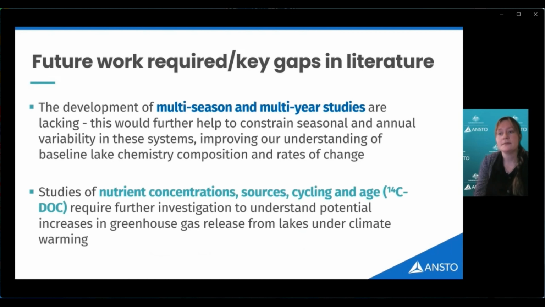There also seems to be a lack of studies into the nutrient concentration, sources and cycling of carbon and nitrogen, for example, in Antarctic lakes, and these require further investigation so that we can understand potential increases in greenhouse gas releases from lakes under climate warming.